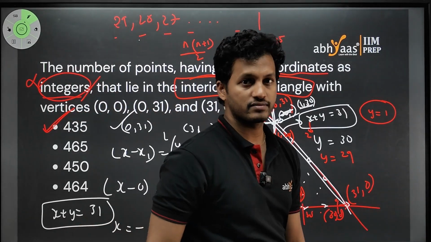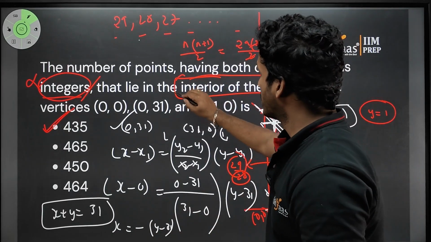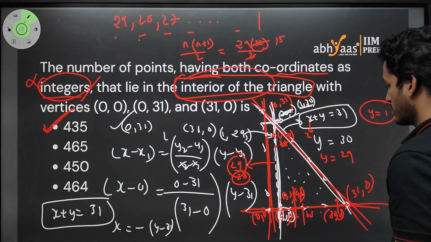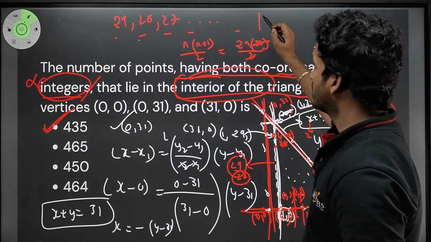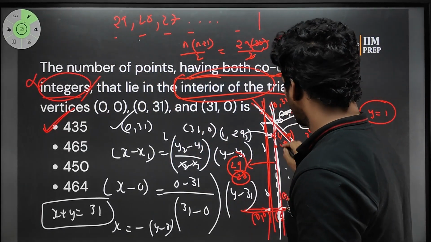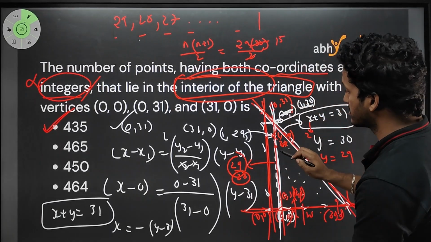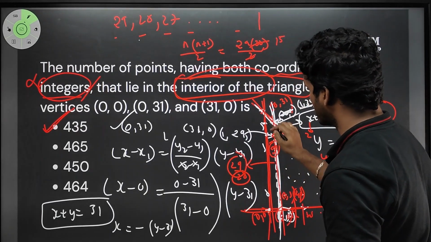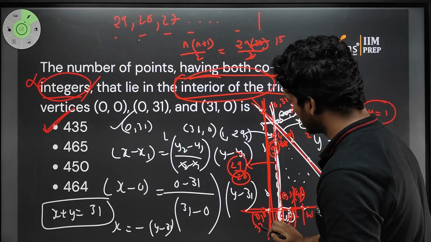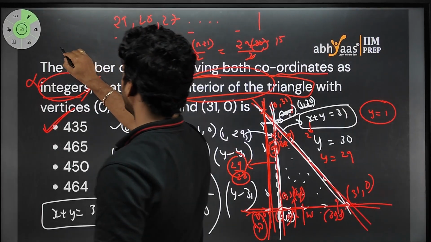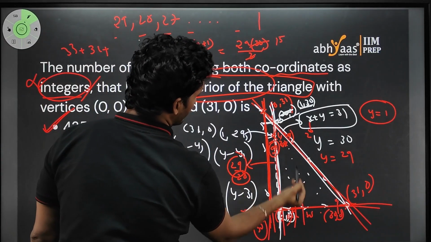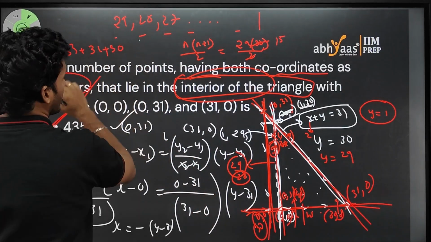But what if they ask along with these points? Then we will get 29 plus these 2 points as 31 points here, and here I'll get 31 plus 2 as 33 points. So I'll get 33 plus 31, and again for 28 another 2 points, 30, like that.